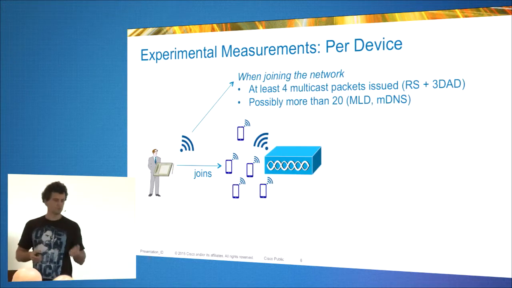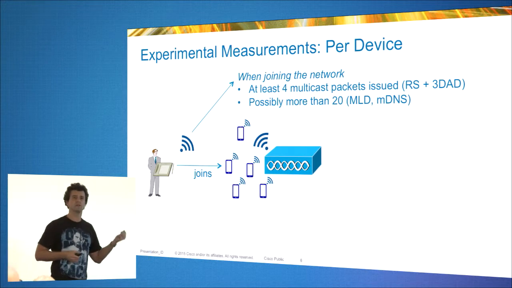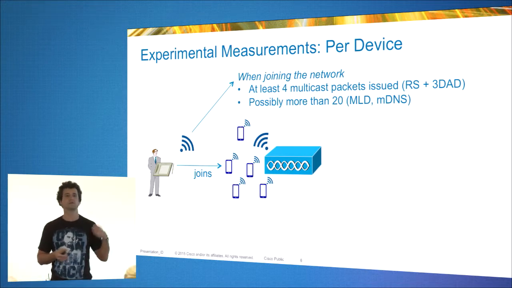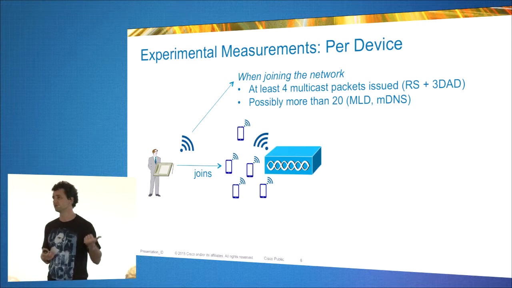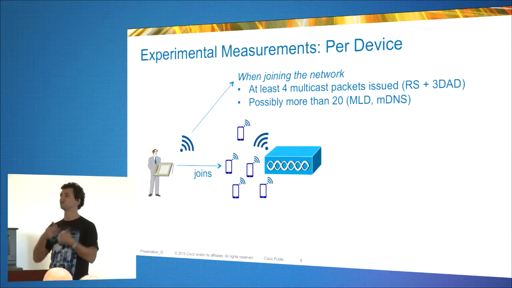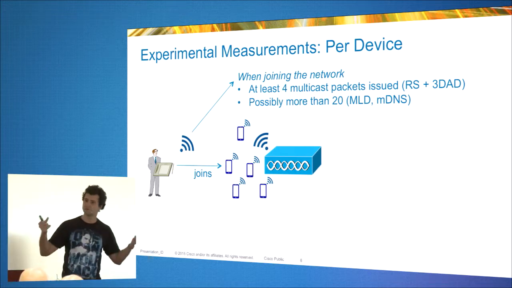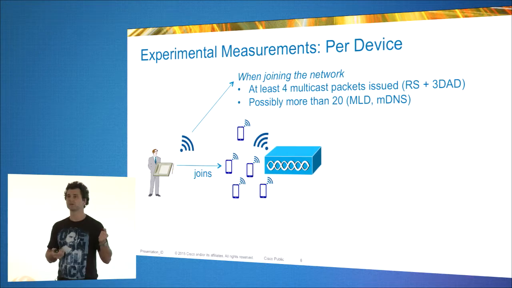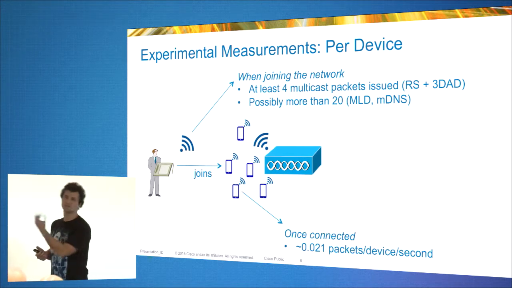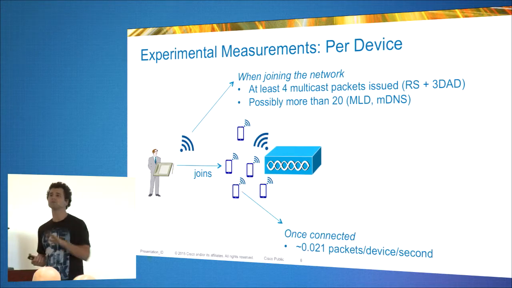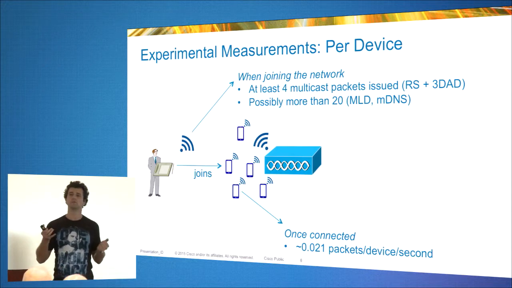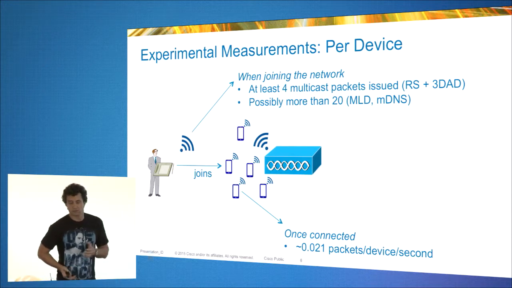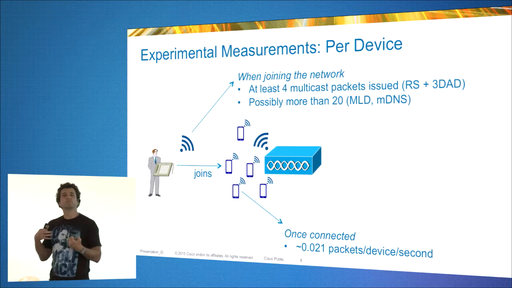So experimental measurements showed us that primarily the multicast happens in bursts whenever the device joins the network. So whenever the device connects, it needs to obtain the addresses, it needs to advertise the services that it offers, so there is a certain burst of 20 or so packets. Whenever the device just stays connected, the average number of packets is really pretty small. So that gave one interesting data point.